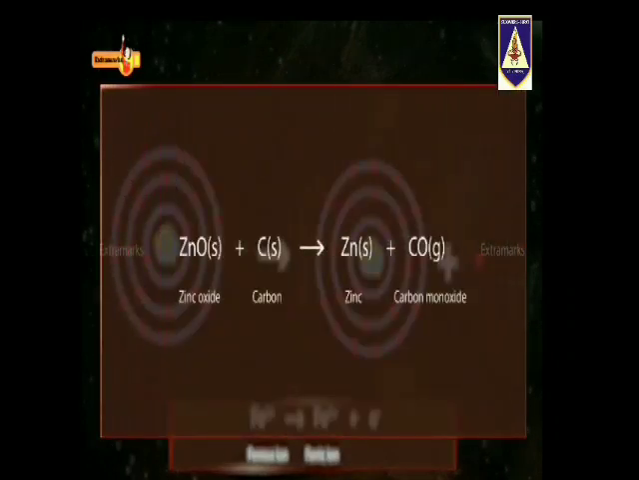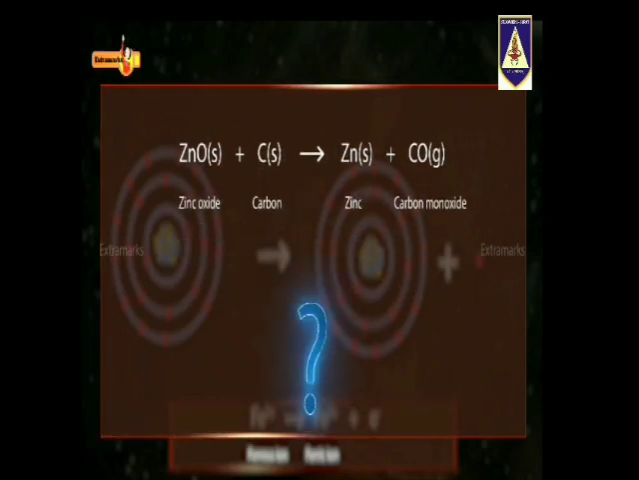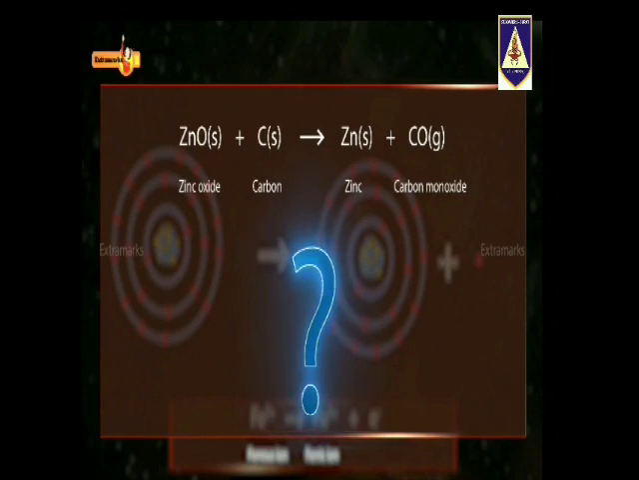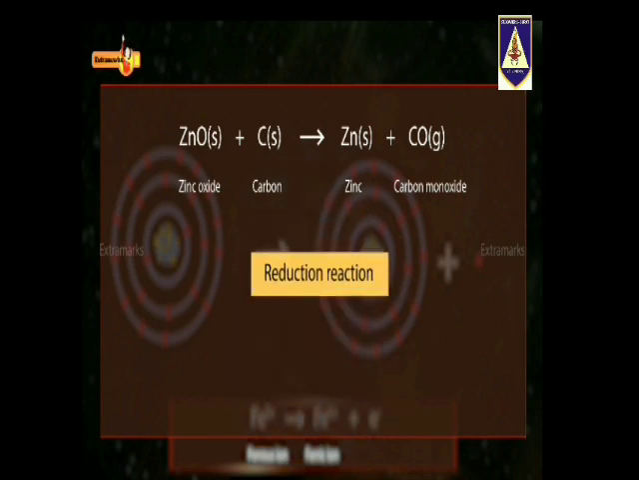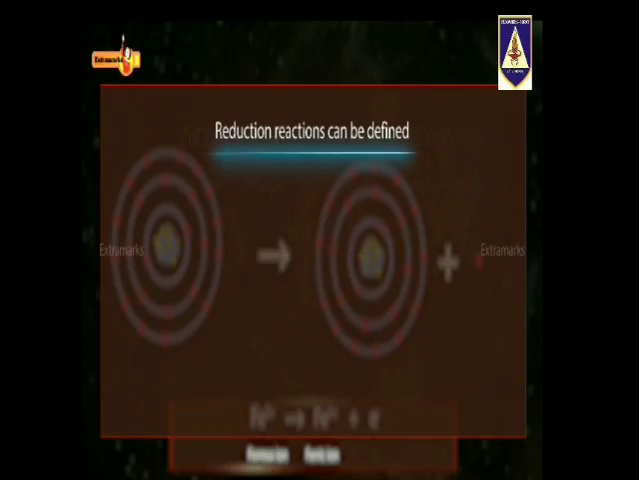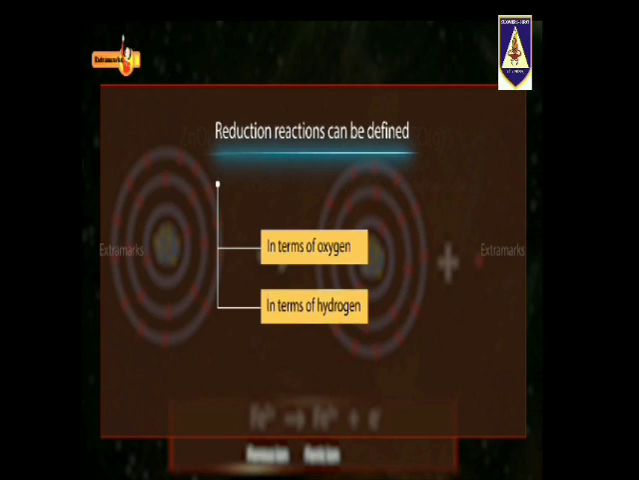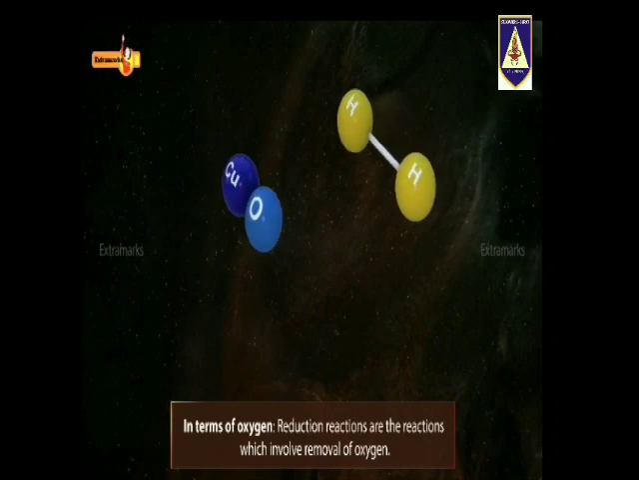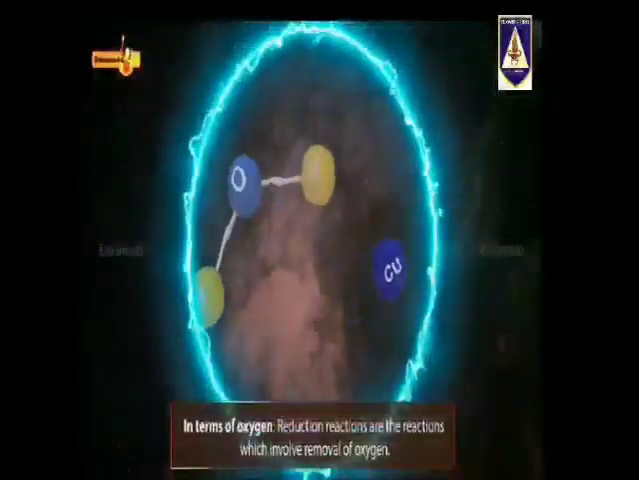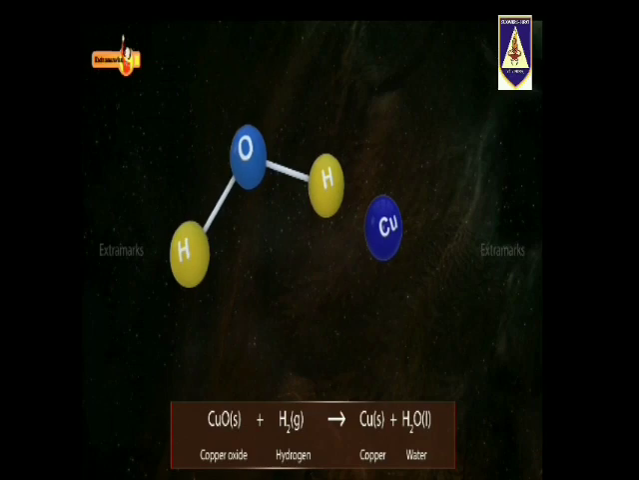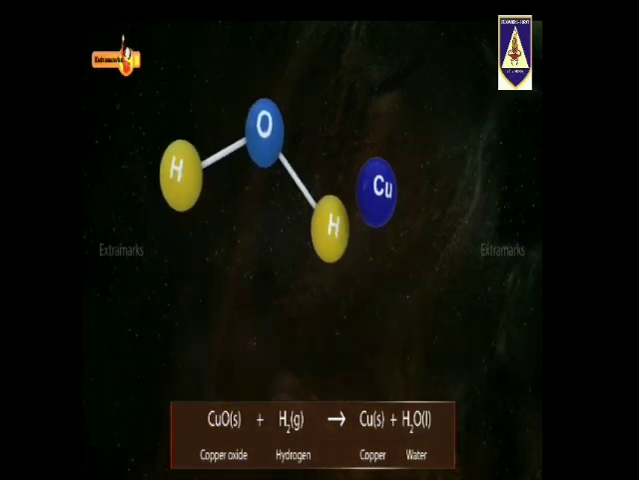Now we know that reactions involving addition of oxygen are known as oxidation reactions. Do we also have a specific name for reactions involving removal of oxygen? Yes, these reactions are known as reduction reactions. Reduction reactions can be defined in terms of oxygen, in terms of hydrogen, and in terms of electrons. In terms of oxygen, reduction reactions are the reactions which involve removal of oxygen. Here, oxygen is removed from copper oxide.